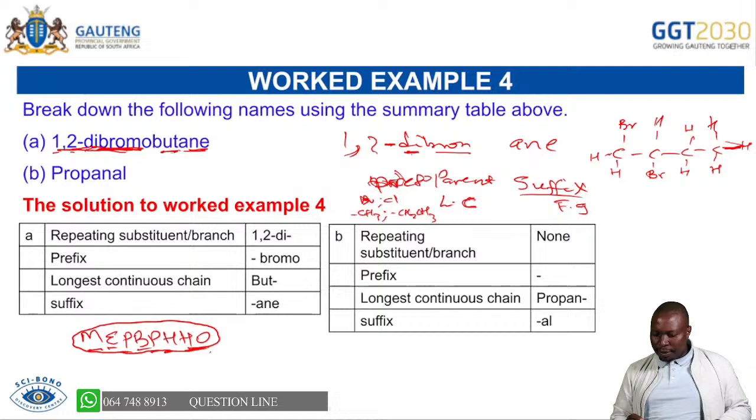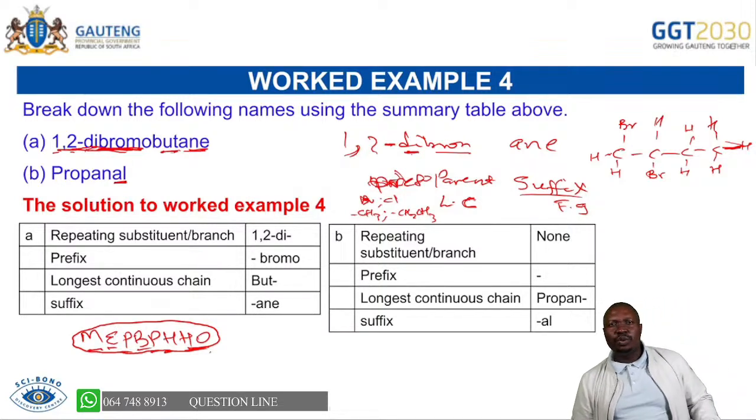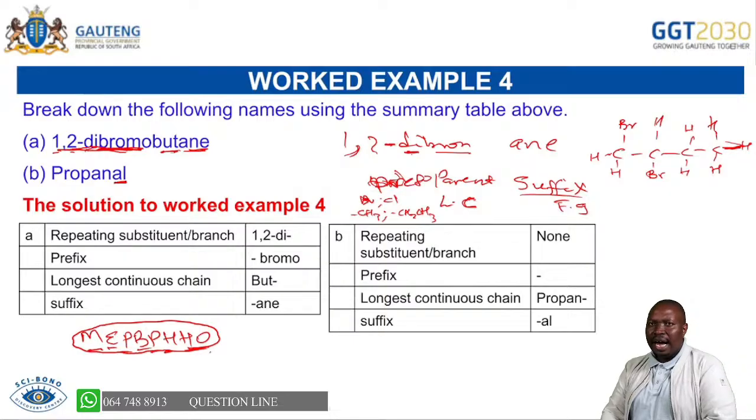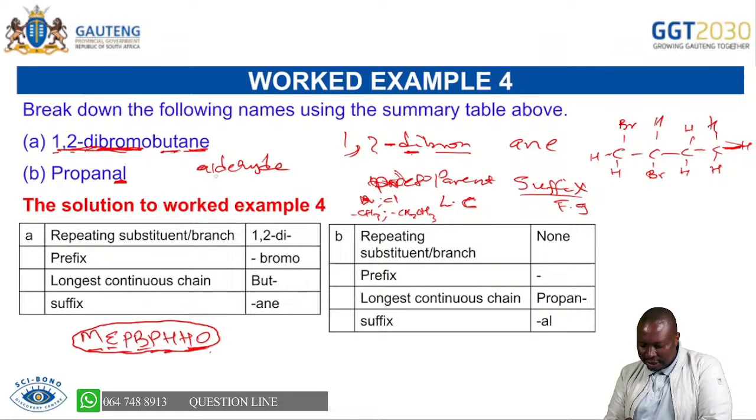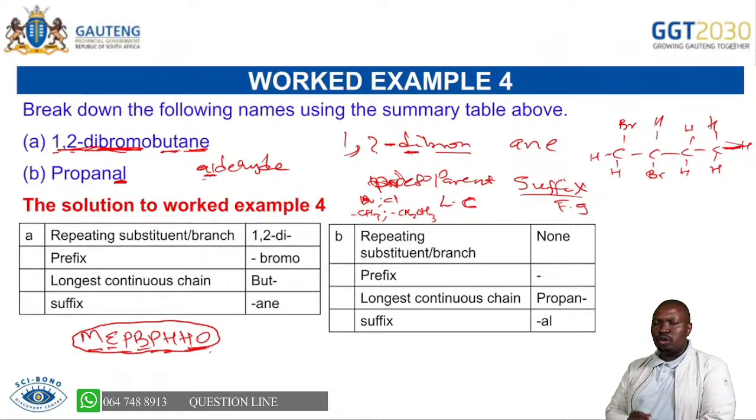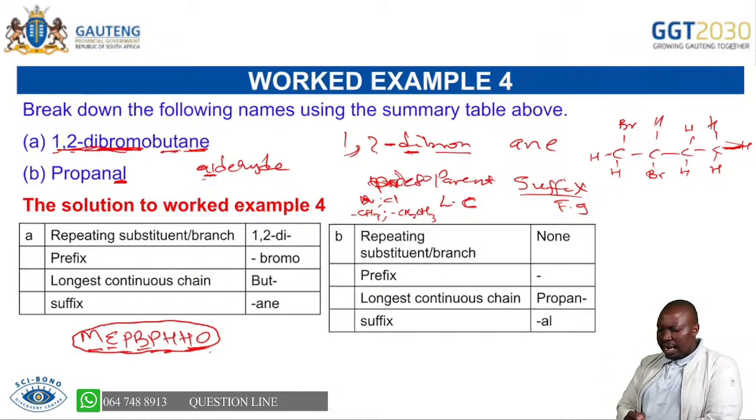Let's look at this one now. We start from the suffix, how the name ends. It ends with al. This means we have an aldehyde. Remember, al is for aldehyde, from that table that I gave you. Where do you find the aldehyde? The functional group, the formyl group, is at the beginning, so you don't have to forget that the al is at the beginning, and that is how the name will end.